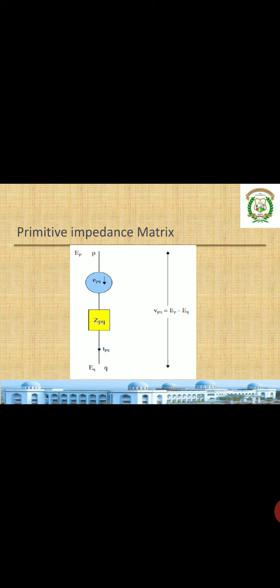Like that, here we have taken P and Q, and the potential at node P is taken as EP, and at node Q is taken as EQ. The element which is connected from P to Q, that is element PQ, has its internal voltage EPQ and its impedance ZPQ, as shown here. And the voltage across the element PQ is given by VPQ. It is the difference of the two potentials at P and Q, that is VPQ is given by EP minus EQ.